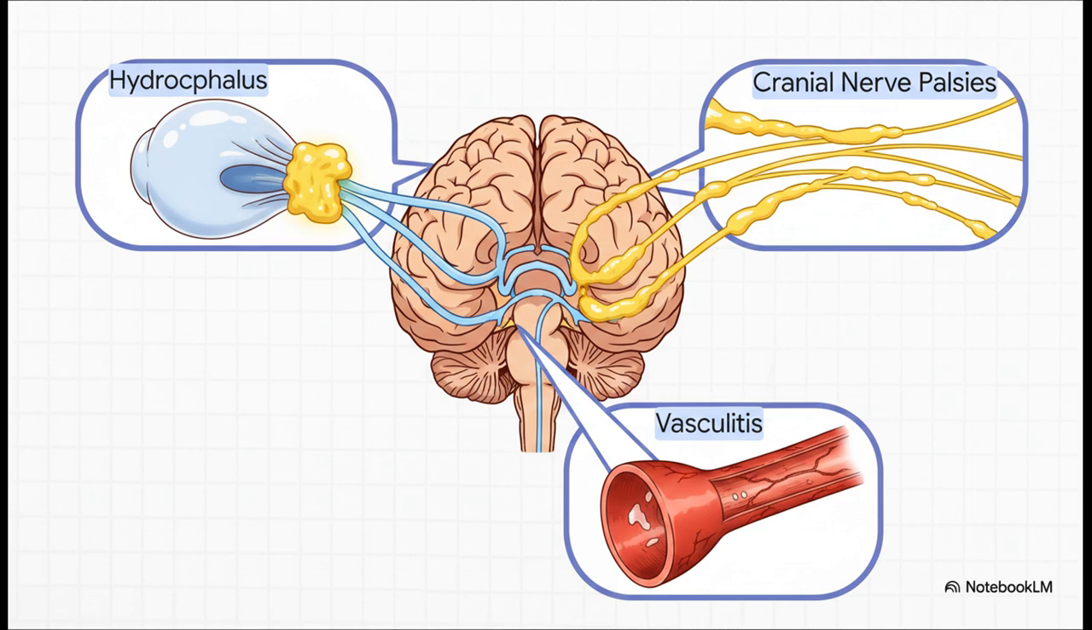First, the thick, sticky exudate at the base of the brain blocks the flow of cerebrospinal fluid, causing hydrocephalus. Second, that same gunk coats the cranial nerves, leading to palsies. And third, it inflames the blood vessels, causing vasculitis and strokes. You put all that together, and it's why survivors are often left with severe, permanent neurological problems.